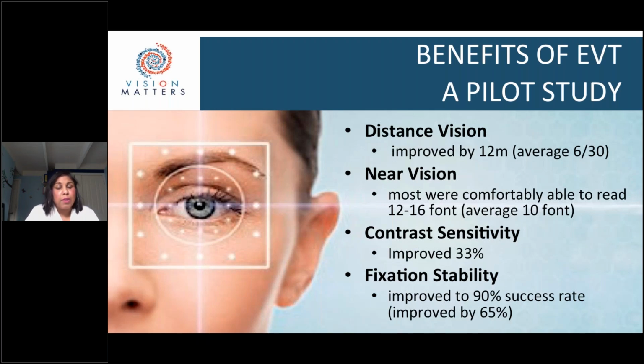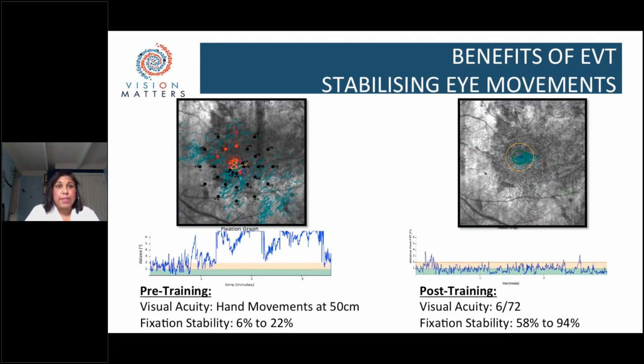Most were able to read 12 to 16 font comfortably. This is functionally significant because this is the size of standard print to large print font that we see in documents, and this is without the use of a magnifier. Contrast sensitivity also improved 33%, but the greatest improvement was seen in the fixation stability. On average, people improved their fixation by about 65%, and we're looking on average at a 90% success rate. So 90% of the time, they were successfully able to refixate to that point and also hold that fixation at that location.